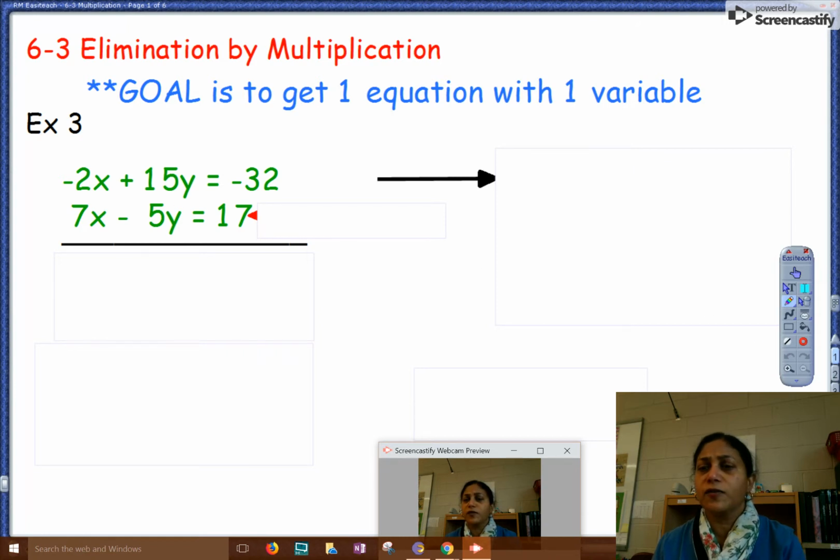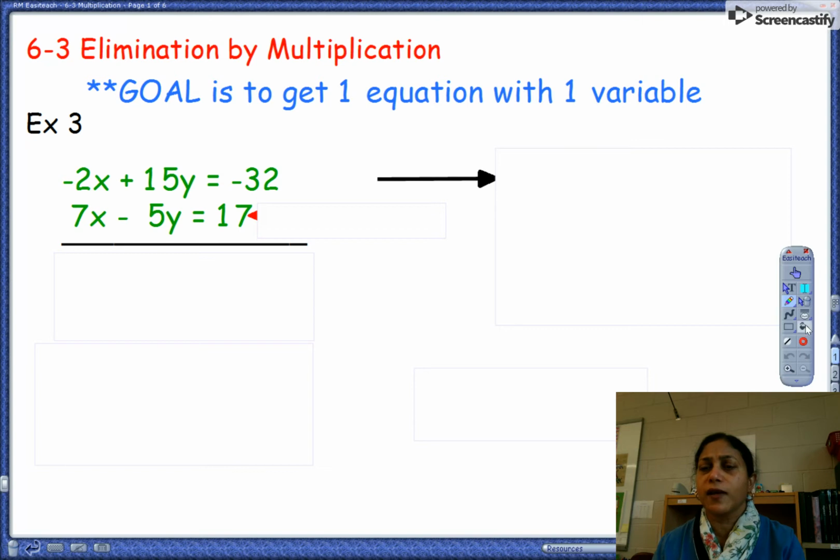So what I'm trying to do is use the LCM to figure out what to do. You want to do the least amount of work so that you don't make mistakes and get to what you need to do, which is cancel the x or the y. So here I figure that if I can make this negative 5y into a negative 15y, the y's will cancel. So I'm going to multiply the entire equation by 3.